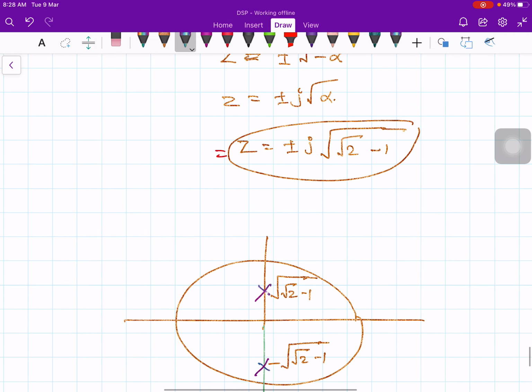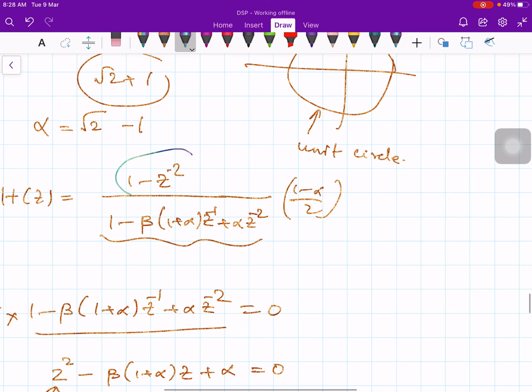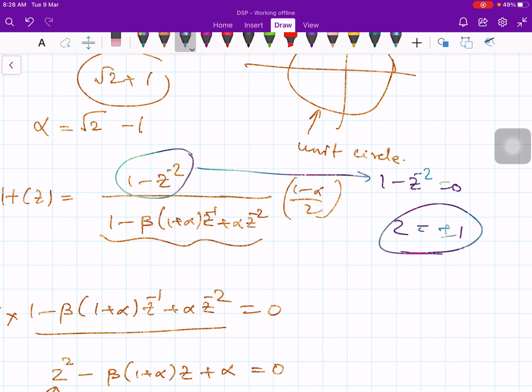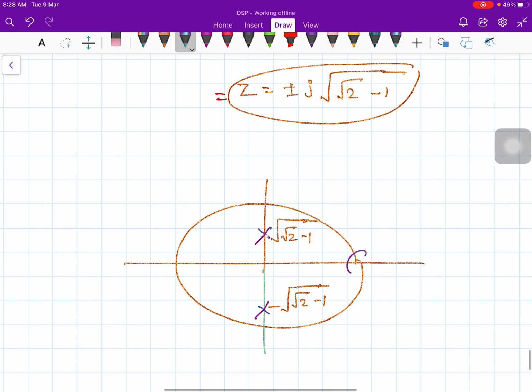And in the numerator, what is the numerator? 1 minus z to the minus 2 equal to 0. 1 minus z to the minus 2 equal to 0. Therefore z equals plus or minus 1. These are the locations of the zeros. Therefore one zero is at z equal to 1, and one zero is at z equal to minus 1.